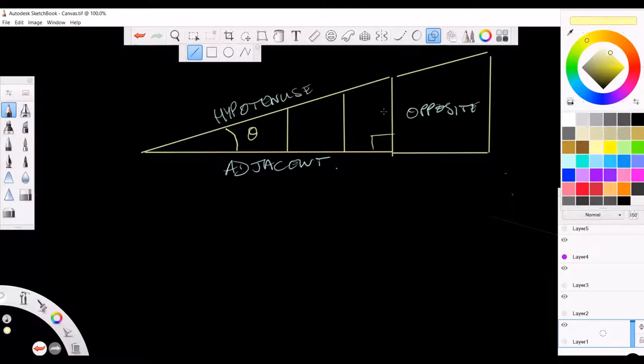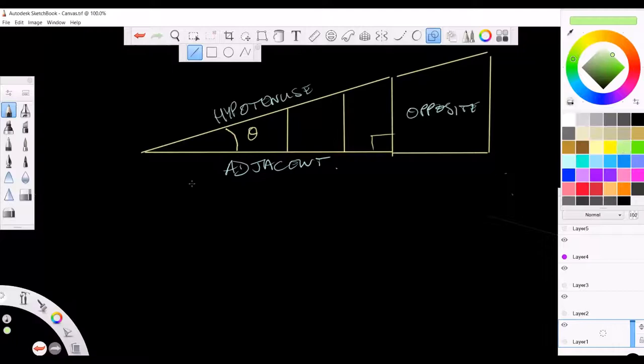If the hypotenuse is twice as long as the opposite, then the angle is always going to be 30 degrees. So if the angle is 30 degrees, then the hypotenuse is always going to be twice as long as the opposite. Always. I know that because it's one of the simple ones to know. Sine of 30 is a half. That's where that comes from. But that's always going to be the case.